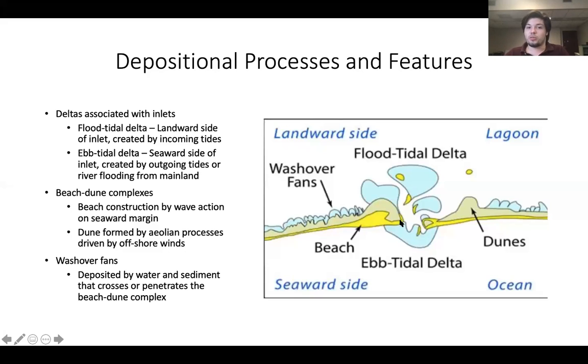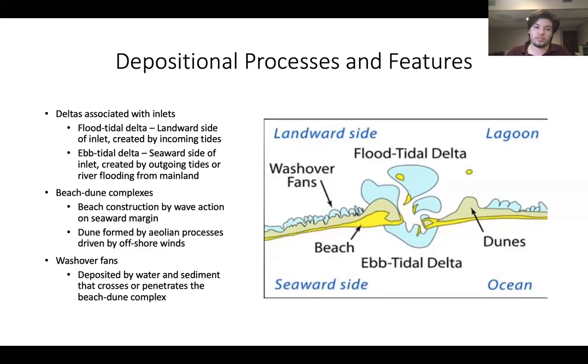And now thinking about that, around a barrier island and an inlet, you have a flood tidal delta and an ebb tidal delta. Flood tidal deltas are on the landward side of the inlet, and they're created by incoming tides. Ebb tidal deltas are on the seaward side, and they're created by outgoing tides or rivers flooding from the mainland.